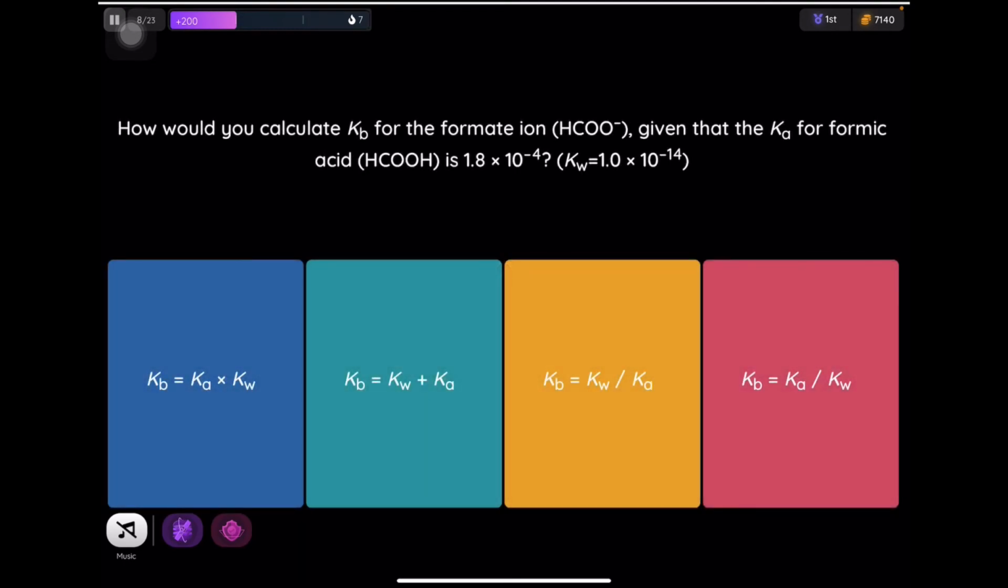How would you calculate Kb for the formic ion given that Ka for formic acid is to be a value 1.8 times 10 to the power of negative 4? Here we will be utilizing the auto-ionization of water equation. As you know, Kw equals to Ka multiplied by Kb. Therefore, Kb would be Kw divided by Ka, option 3.